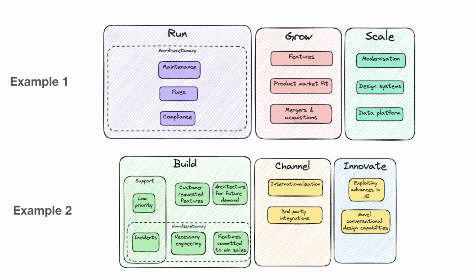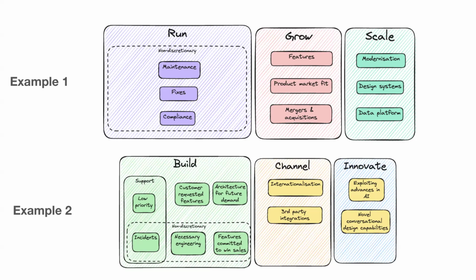So build was sort of the equivalent of Xero's run, in that it was kind of more business as usual stuff, dealing with support, dealing with what I like to call necessary engineering, which is all the things that engineering teams have to do. And that's things like, new versions of third-party dependencies come out. You got to upgrade them, otherwise the whole thing just starts to decay. There's little bits of re-architecture that happen all the time, and that's all just necessary. There's no point arguing about it. Through to things like customer requested features and sort of slowly evolving the architecture for future demand.